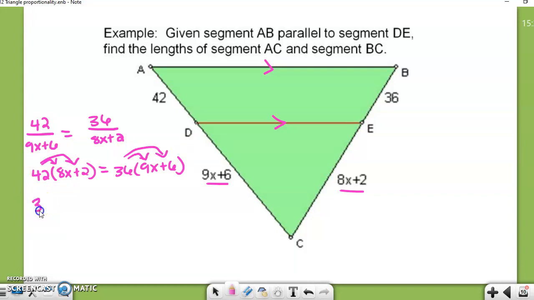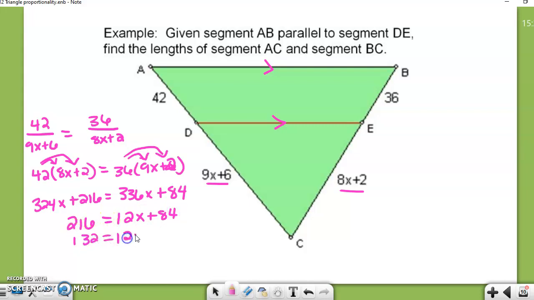So when I do that, I get 324x plus 216 equals 336x plus, this is supposed to be a 2, plus 84. Okay, then I'm going to start by combining like terms. I'm subtracting the 324x from both sides. Subtract 84 from both sides. Divide by 12. And x equals 11 units.